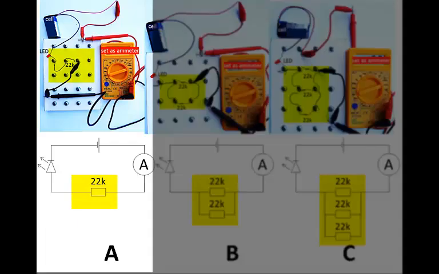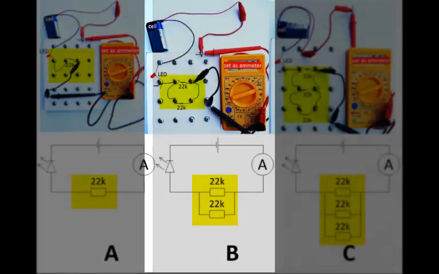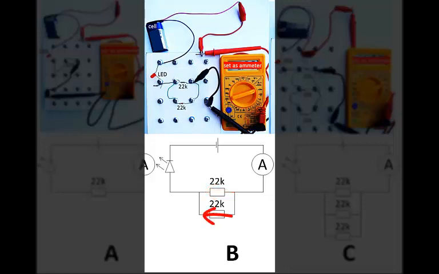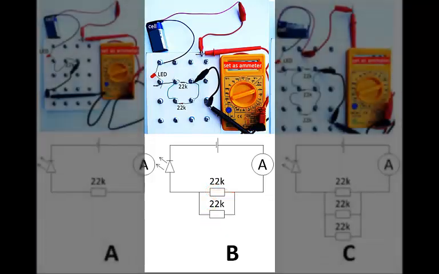In A we only have 1 resistor. In B we have 2 resistors, but they are connected to one another in parallel, meaning that there is a branch in the circuit. All the charge has to flow through the cell, out the positive terminal and round through the ammeter, but then at this point the charge can choose. Some of it goes through this resistor and some of it goes through that resistor, and then the charge joins again, and all of it has to flow through the LED and back to the negative terminal of the cell.